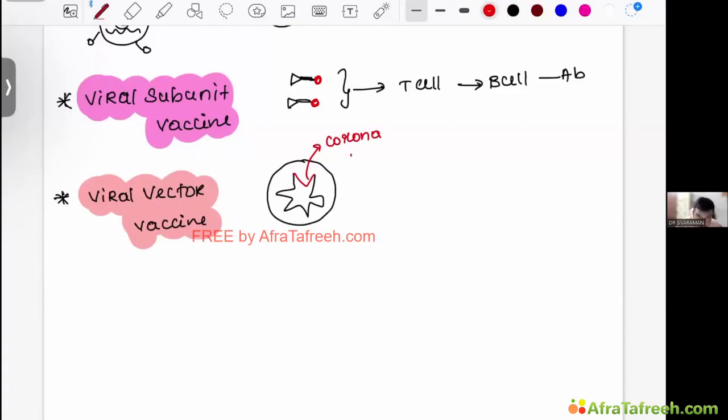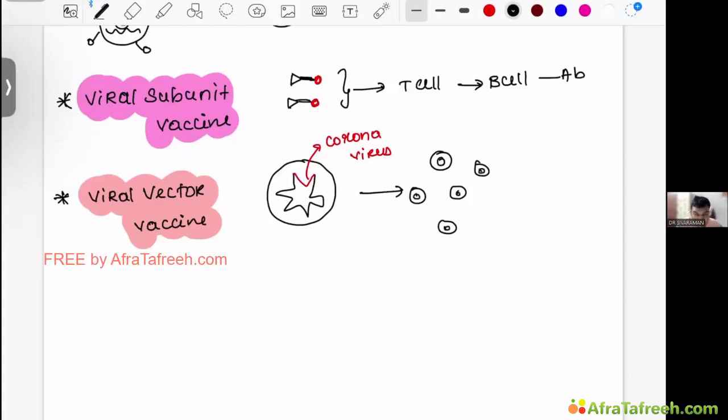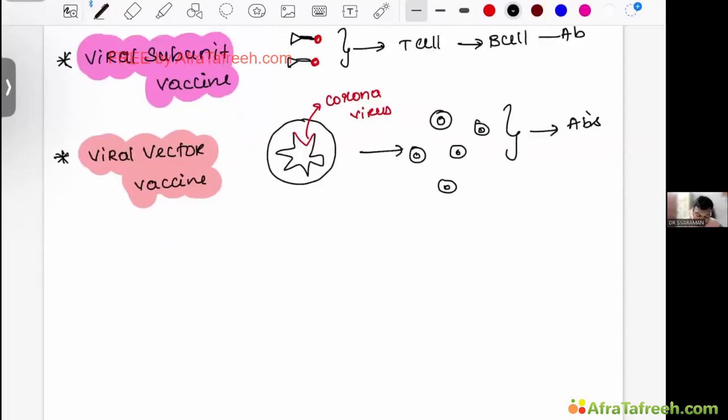What will happen? This will enter into the human body. It will multiply into a lot of newer materials. These newer materials will contain the viral protein from the coronavirus, and against this, antibodies will be produced. This is called a viral vector vaccine.